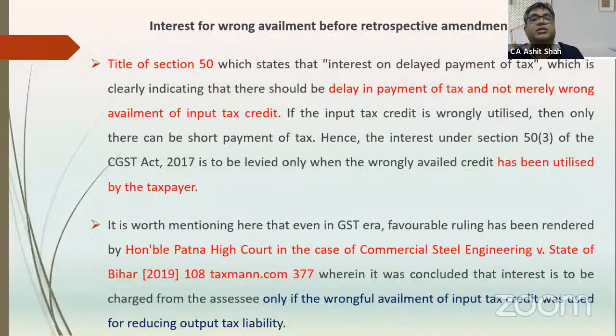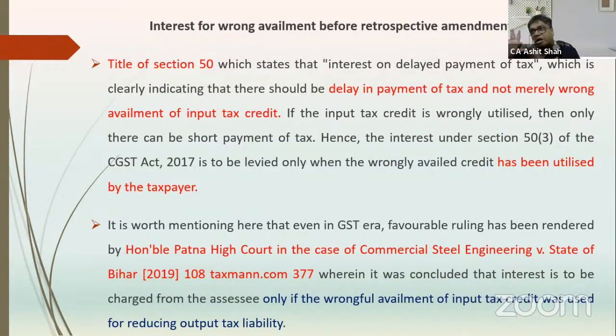Okay. Done. Now, I was talking about the interest for wrong availment before the retrospective amendment. A query has been raised, say for example, for the month of December 2017, when the law was new, many taxpayers took so much input tax credit, whether eligible or ineligible, but they have not utilized it. So the question came to the court whether the wrong availment itself could levy the interest or not, or whether the interest has to be levied only on the mere availment of the input tax credit.